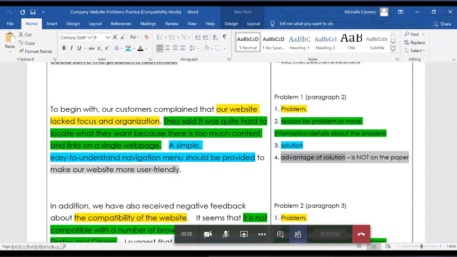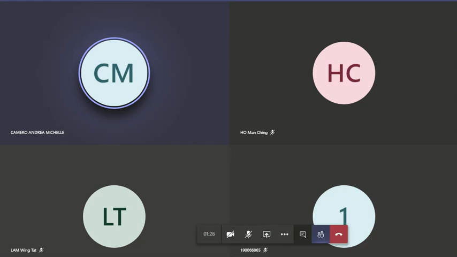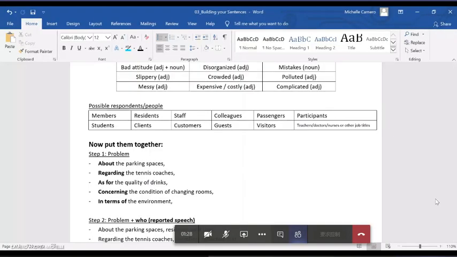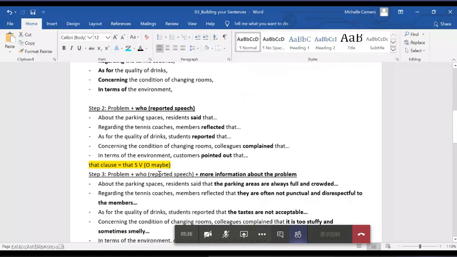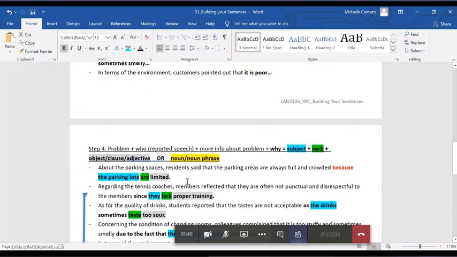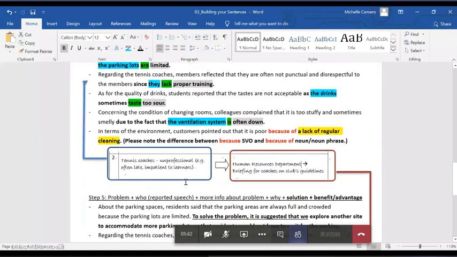Okay, so let's go back to this other paper I was talking to you about. So that's the 4 steps. Here are the 4 steps here as well. Well, they've added an extra step, I'll be honest with you. So remember the first step, say the problem. Then you also want to give more information about the problem. You want to give the solution and then the advantage or benefit of the solution. Those are the 4 steps.